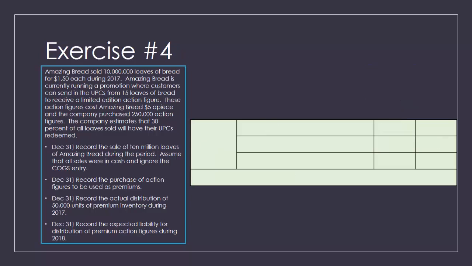In the next entry, we're going to record the purchase of these action figures, which we're going to use as premiums. And when you buy things to be used as premiums, you can't put them in your inventory account because you don't intend to sell them directly to customers. So you're going to make another asset account called premium inventory. And again, all inventory, no matter what type, is always recorded at cost.